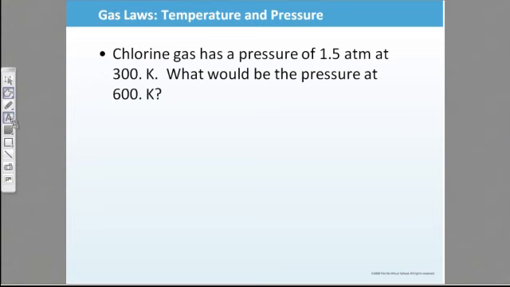All right, so again, we need to pull out the information we are given. We're told that our first pressure is 1.5 atmospheres. Our first temperature is 300 Kelvin. We want to know the new pressure when the new temperature is 600 Kelvin.